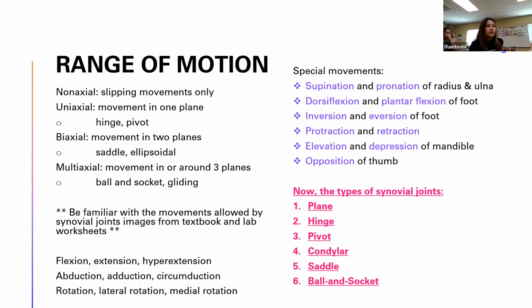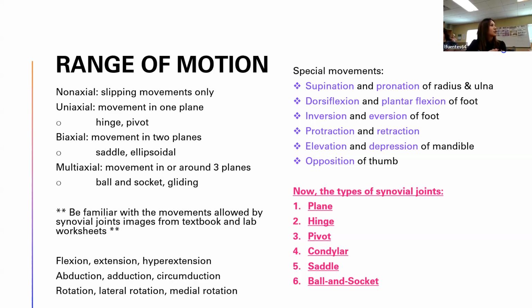Be familiar with the movements allowed by synovial joints, images from the textbook and lab worksheets. What I mean by that is flexion, extension, hyperextension, abduction, adduction, circumduction, rotation, lateral rotation, medial rotation. You're going to want to know which of these joints allow these specific movements. It can be in picture form, so they can give you a picture of flexion and ask what type of joint allows flexion, or they can say the blank joint allows flexion to happen. You'll have to identify the joint.